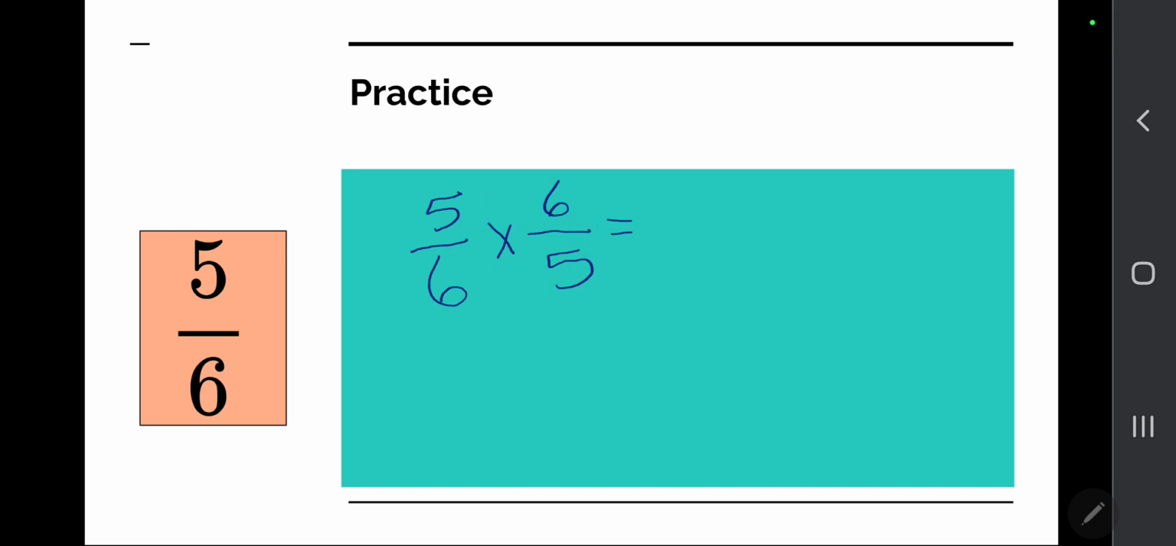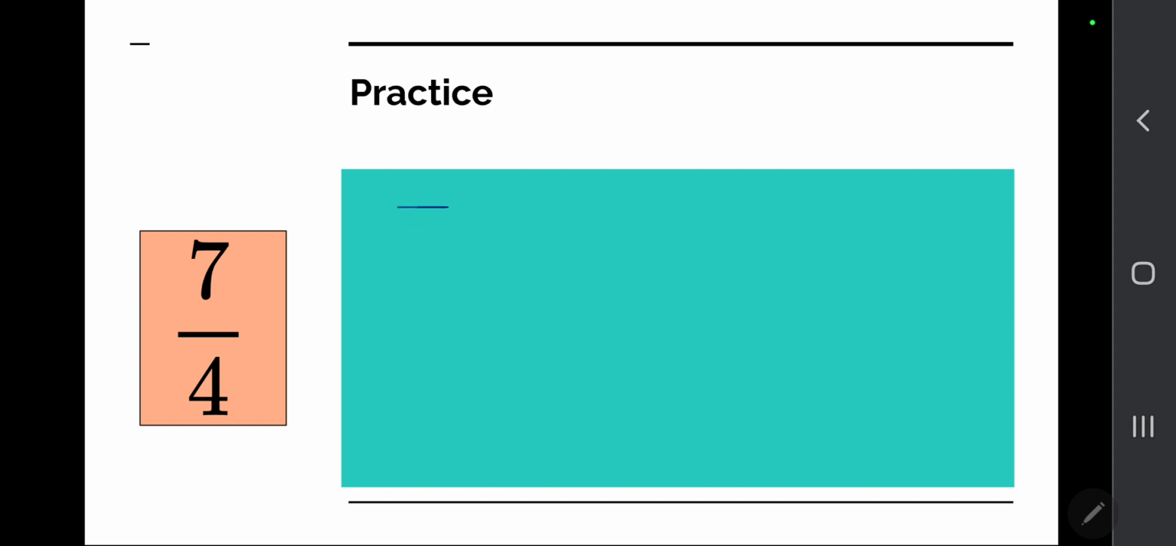So 5 times 6, our numerator would be 30. 6 times 5, our denominator is 30. 30 pieces out of 30 to make a whole, we have 1. The identity of multiplication. All right, so indeed 6 over 5 is the reciprocal, the multiplicative inverse. All righty, let's carry on to the next example.